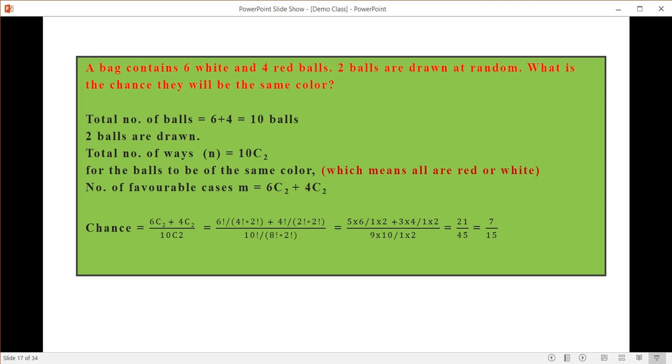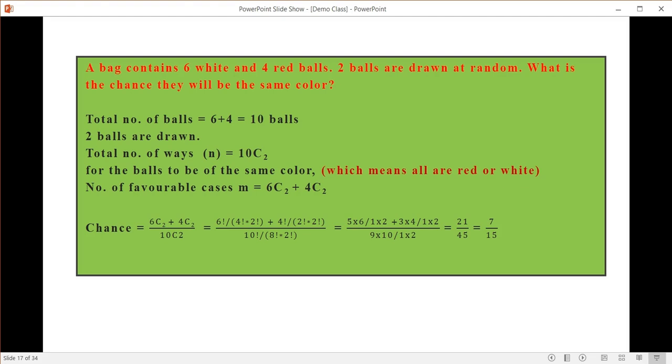For the balls to be of the same color, which means both are red or both are white. The two balls are red or the two balls are white. So what is the probability? The number of favorable cases, m, for the balls being of the same color, is the addition of these two values.